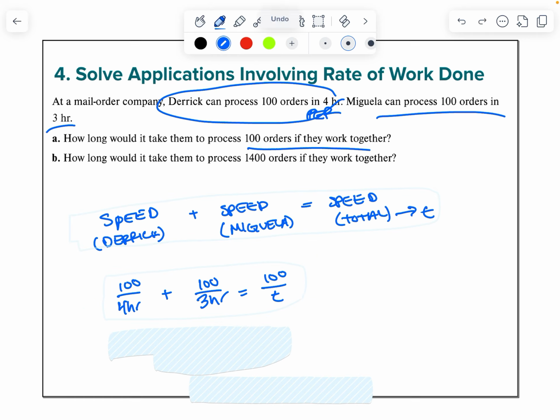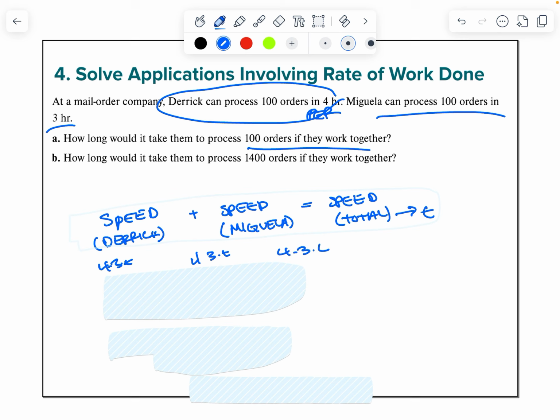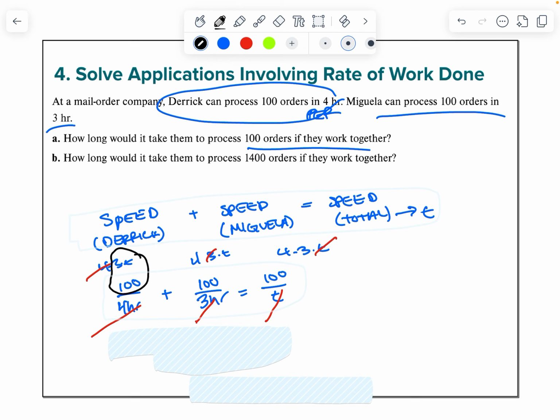We can solve this just like we do every single fraction equation. By getting rid of the denominator, we can multiply the top by every different denominator. So multiply by 4 and 3 and t, and then eliminate the things that match up. So here the 4's match up, here the 3's match up, and here the t's match up. Distribute the things that are left over. So 3t times 100, 4t times 100, and 4 times 3 times 100. Should give you an equation that looks like this.